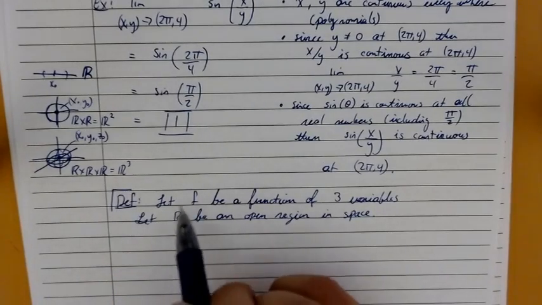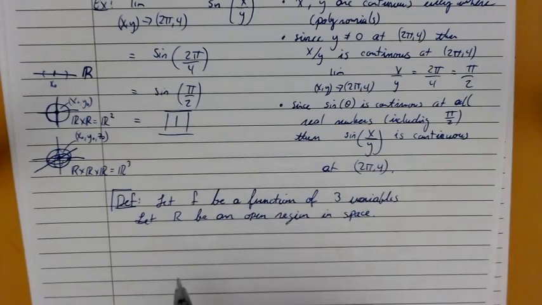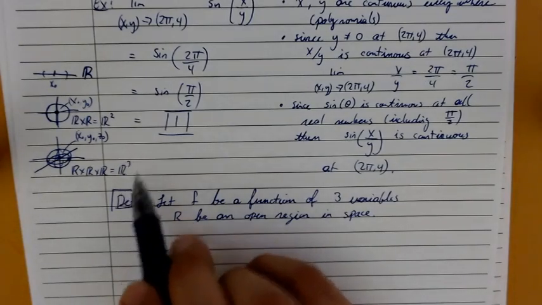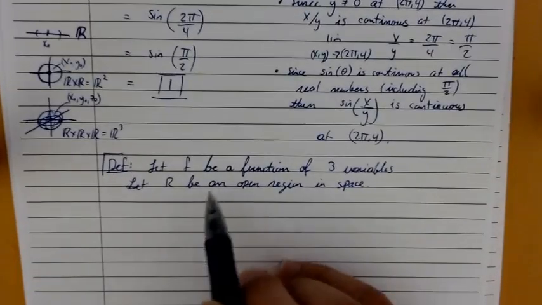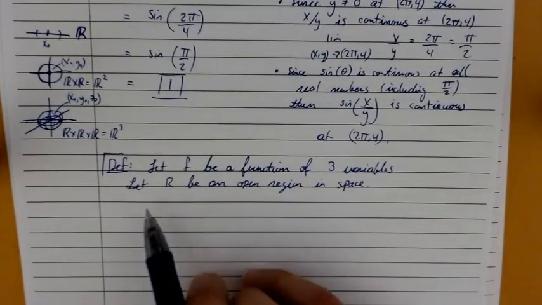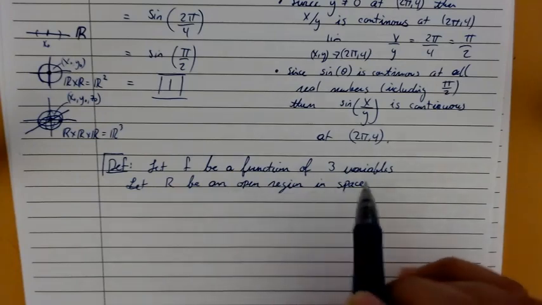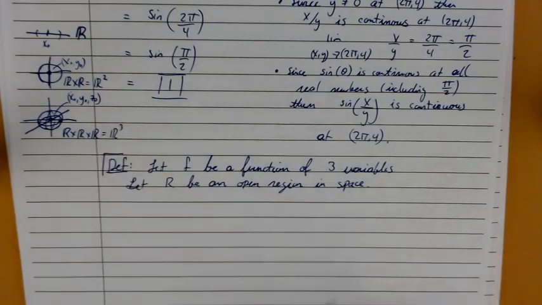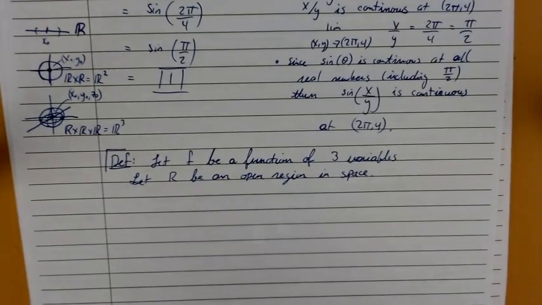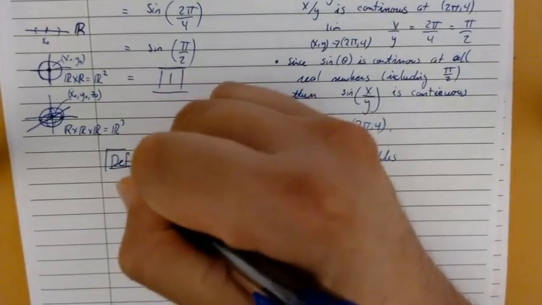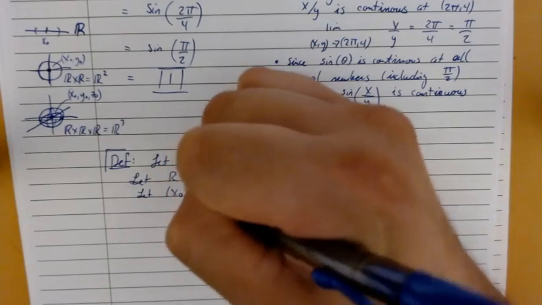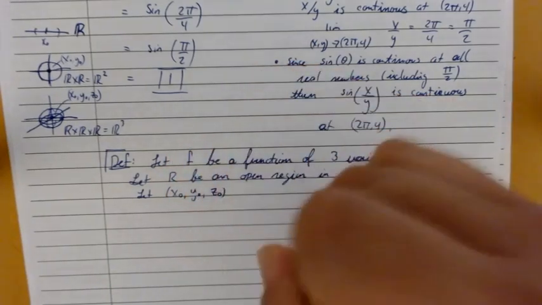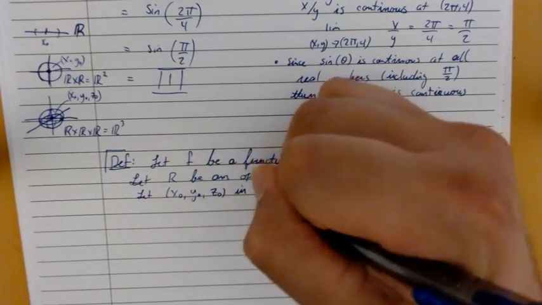That had nothing to do with this R. This R is just the name of a region. Space is often called R3. That's just another name for it. All right. So let f be a function of three variables. Let R be an open region in space, in R3. Finally, let x naught comma y naught comma z naught be a point in the region R.